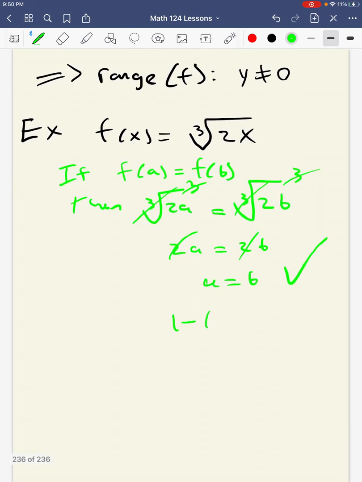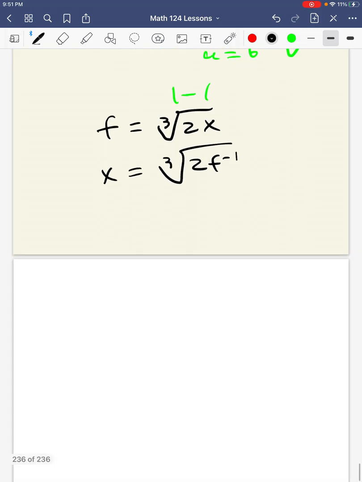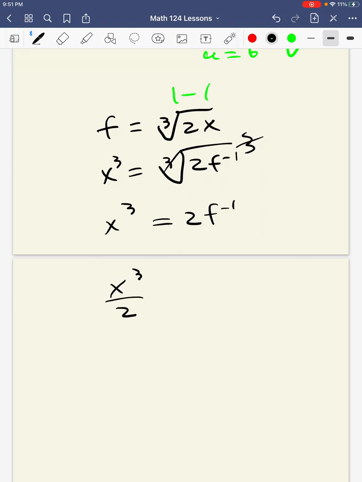We can in fact find an inverse. So since we have f equal cubed root 2x, if we invert this, that would give us x equals cubed root of 2 inverse f. And now we just solve for the inverse. We can cube both sides, and we get x cubed equals 2 times inverse f. Okay, so x cubed divided by 2 is inverse f.